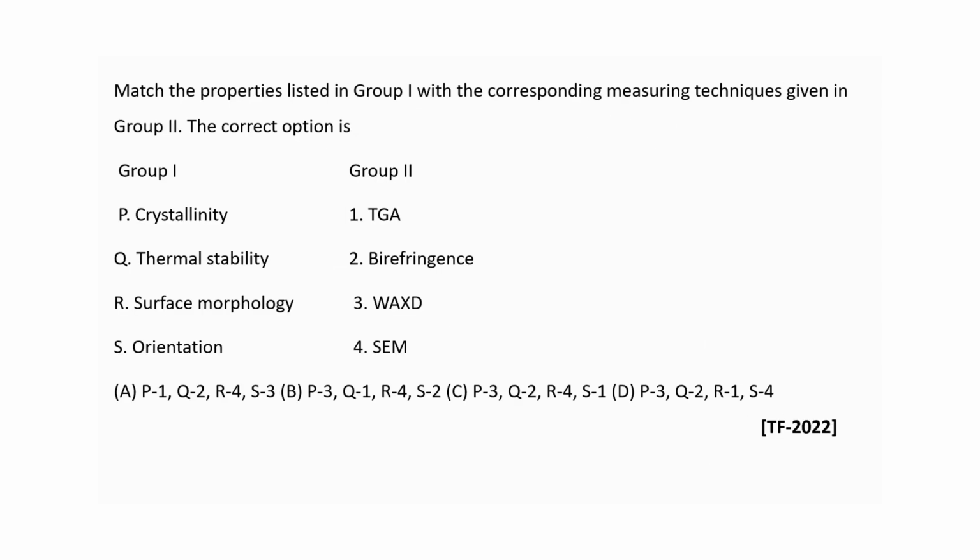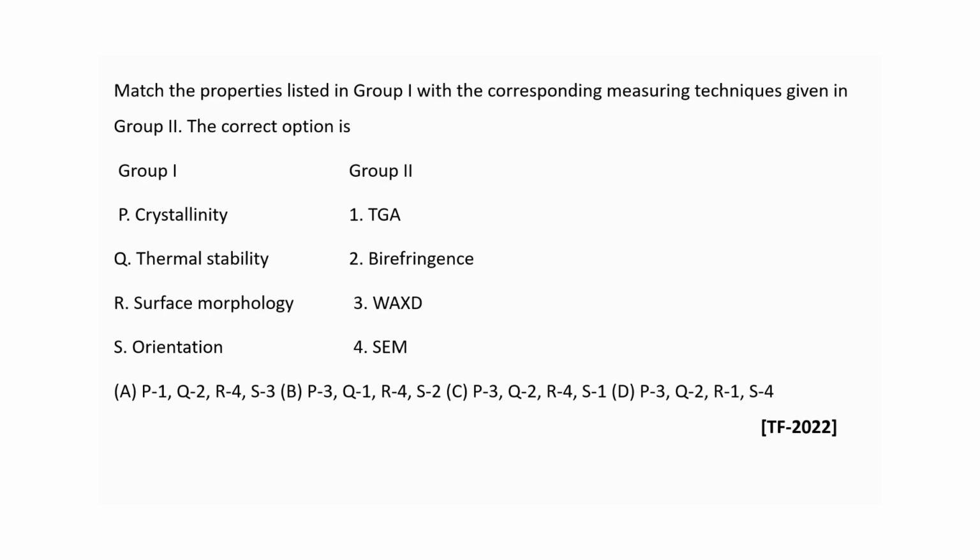So in this question it is written: match the properties listed in group 1 with the corresponding measurement techniques given in group 2. The correct option is, so there are 4 options listed in group 1 and 4 options listed in group 2. You have to match them correctly based upon their functions and their role. So it is a 2-mark matching question. This is a very simple question if you know the basic functions, what SEM measures, what wide angle X-ray diffraction measures, what is the role of birefringence. So talking about P, crystallinity.